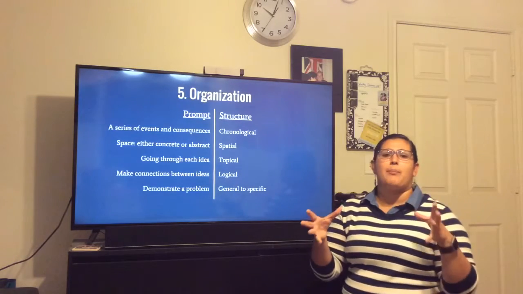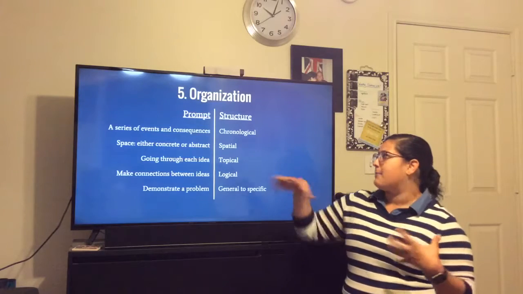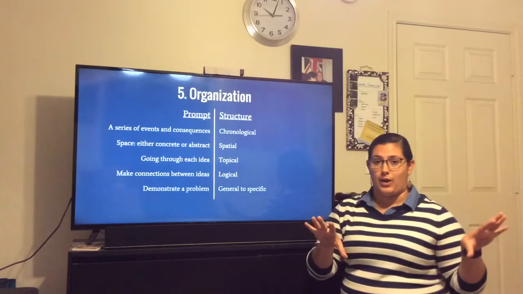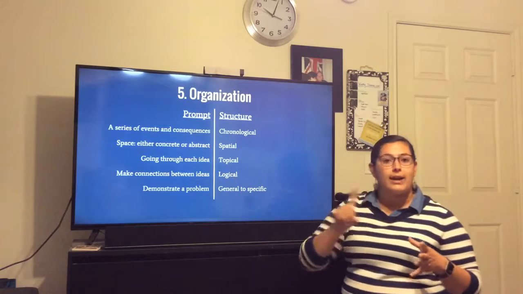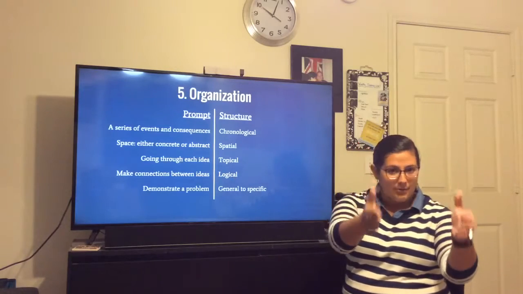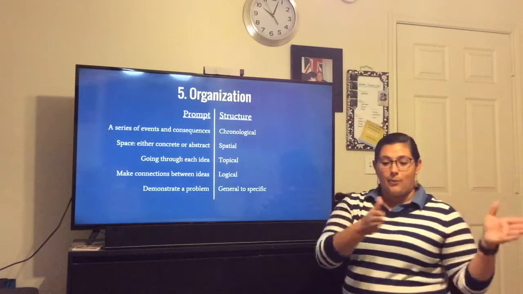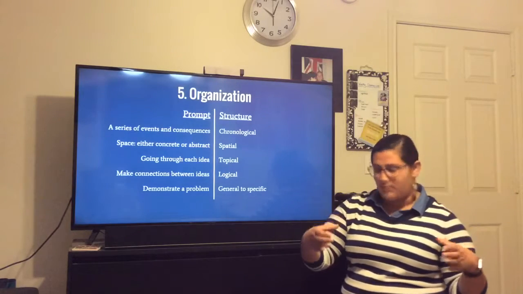Let's say you're doing a history paper, but it's more geography. You're looking at the geography of the Battle of Yorktown, right? You can use spatial. Space, either concrete or abstract, meaning concrete space would be if I'm looking at this room right here and I have, you know, my recording station and I have my laptop and I have my visual aid, that I could talk about why I put each of these things where they are. It's a concrete space.